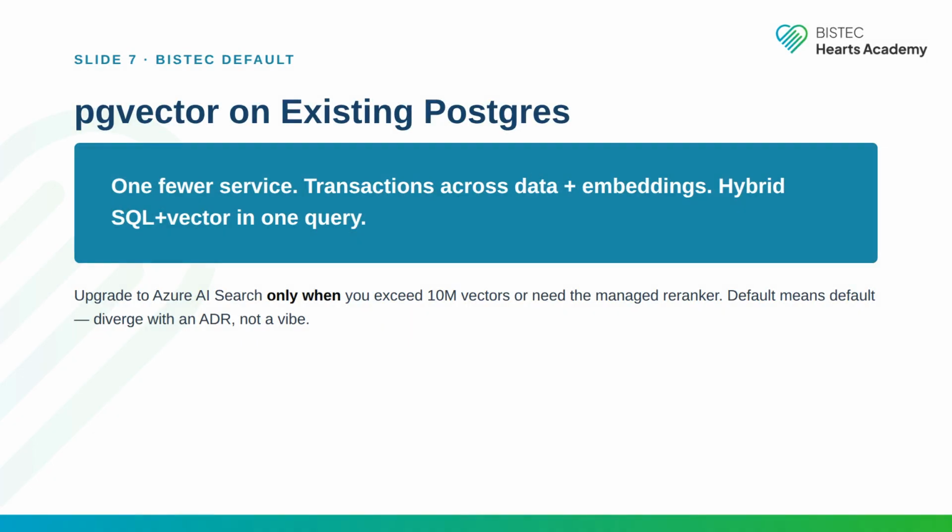Bistec default: pgvector on the existing Postgres instance, one fewer service. Transactions across your data and your embeddings, hybrid SQL plus vector in one query. Upgrade to Azure AI Search only when you exceed 10 million vectors or need the managed ranker. Default means default. Diverge with an architecture decision record. Not by whim.